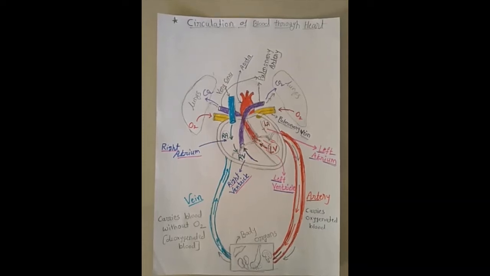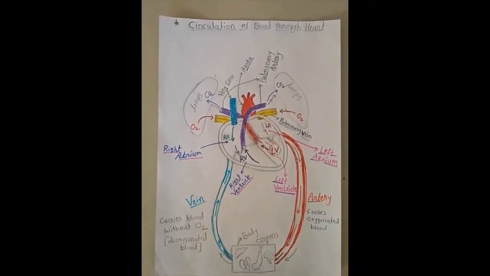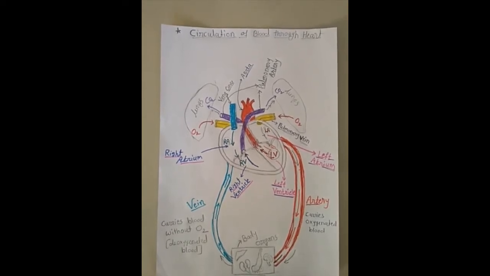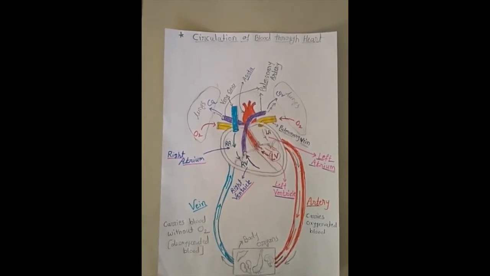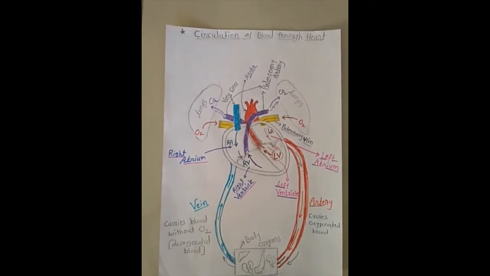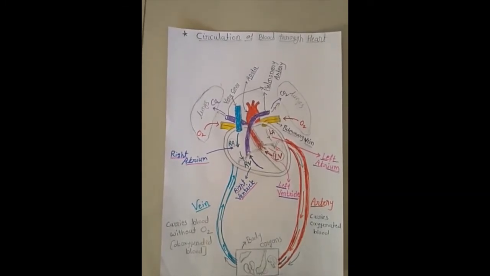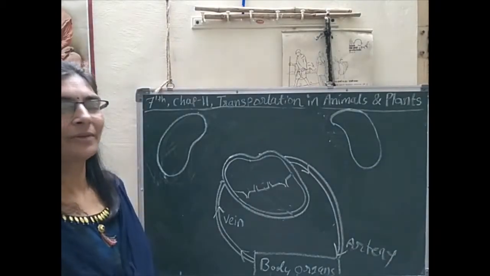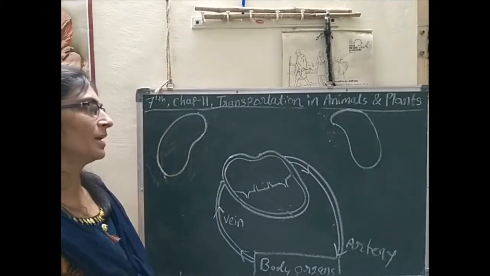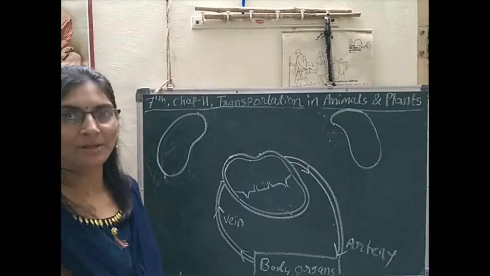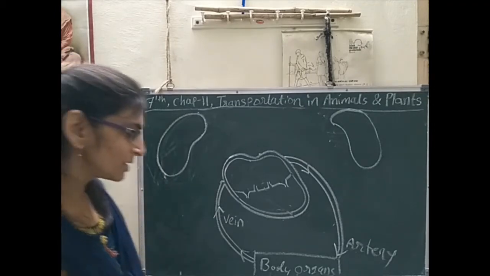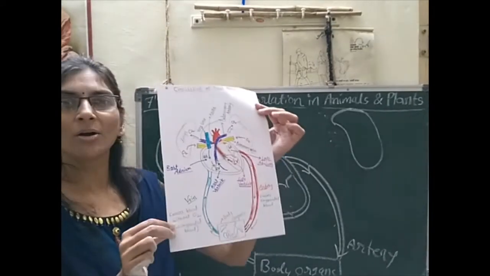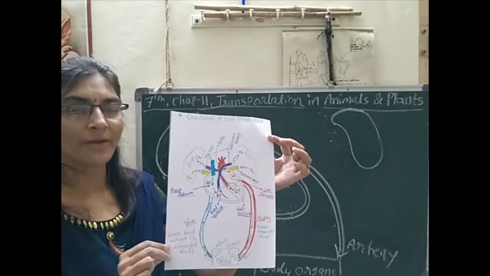This is the diagram of the circulatory system, and in today's topic we have to understand this diagram, and through this diagram we have to understand the structure of the heart and the function of the heart. So here we are seeing our chapter number 11, that is transportation in animals and plants. Under this chapter we are learning about the circulatory system that we have already discussed in our previous lecture.